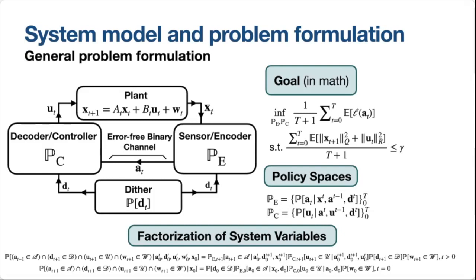So given these policy spaces, the explicit assumptions we've made on how the dither is drawn, and the implicit plant model, we have that the system variables factorize like this. I know these are not very nice to look at, but we're going to analyze the conditional independence relationships between all these things, and any such relationships must follow directly from these factorizations.